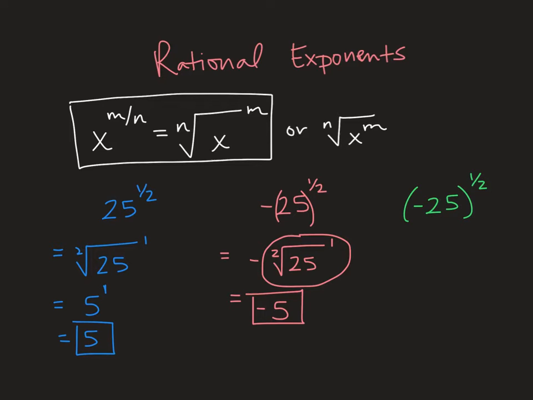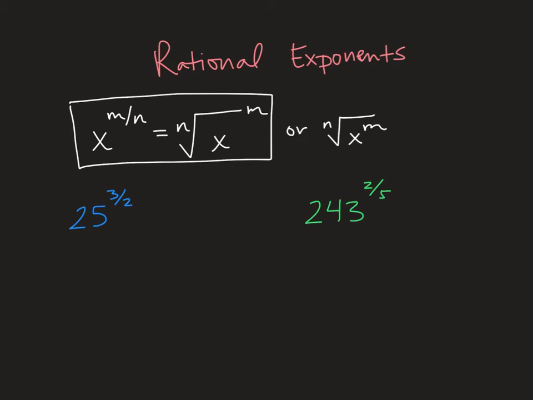Let's take a look at the one in green. Now the parentheses are around the entire -25. That means I'm taking the square root of -25 and then raising it to the first. The parentheses tell us this entire thing is to the 1/2 power, whereas here the negative was out front with no parentheses around it. It was just the 25 to the 1/2, and the multiplication by -1 out front came at the end. Here we want to take the square root of -25. We actually can't do that because we cannot take the even root of a negative number, so this does not have an answer. There's no number that when multiplied by itself gives us -25.